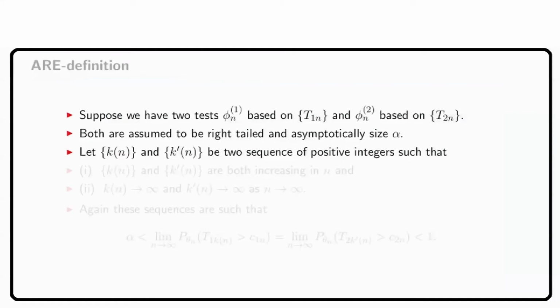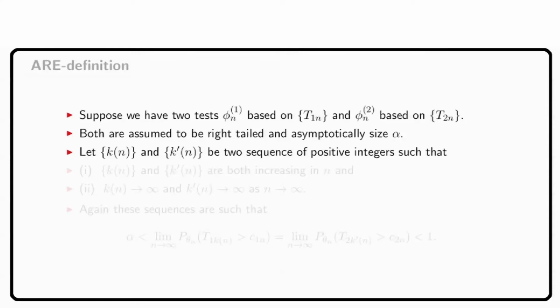Now we consider the testing problem H naught: theta belongs to omega naught against H A: theta belongs to omega A, for getting asymptotic relative efficiency and its definition. Suppose we have two tests, phi n1 based on T1n and phi n2 based on T2n. Both the tests are assumed to be right-tailed and asymptotically of size alpha.